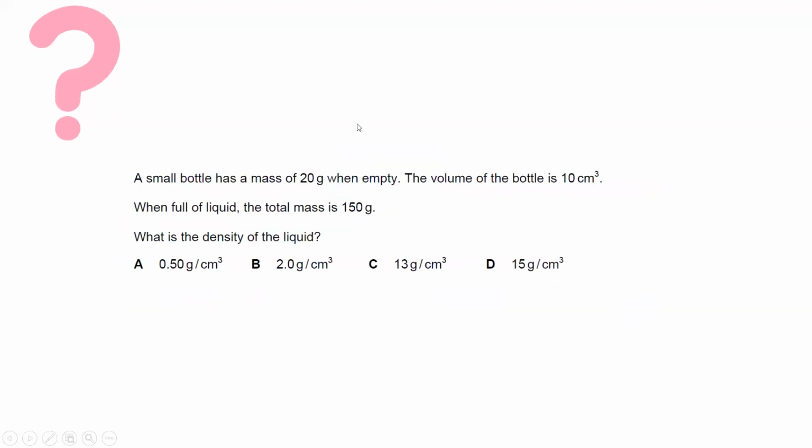Another question. A small bottle has a mass of 20 gram when empty. So this is the mass of the empty bottle. The volume of the bottle is 10 cm cube, so it can have 10 cm cube of the liquid. When full of liquid, the total mass is 150. What is the density of the liquid? The empty bottle has a mass of 20 and the filled bottle has a mass of 150. And the volume of the liquid inside is 10. What is the density?